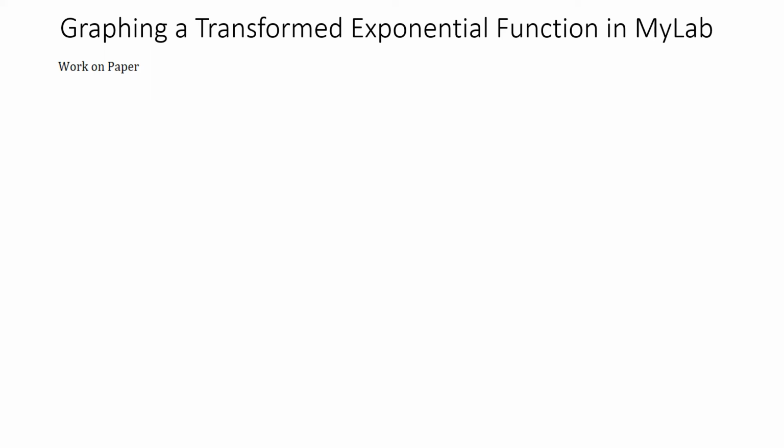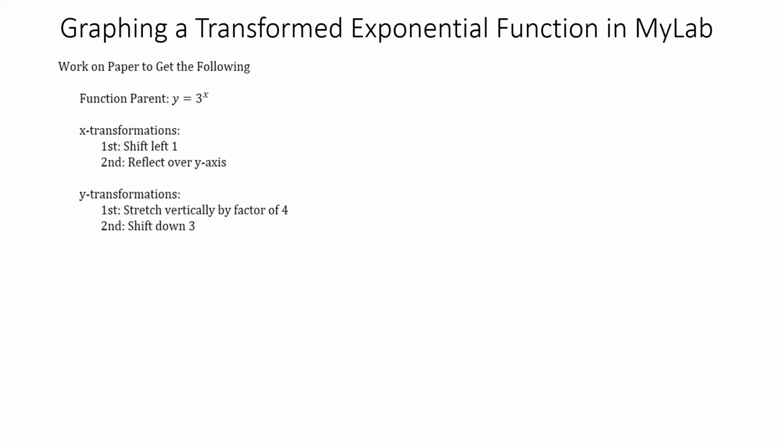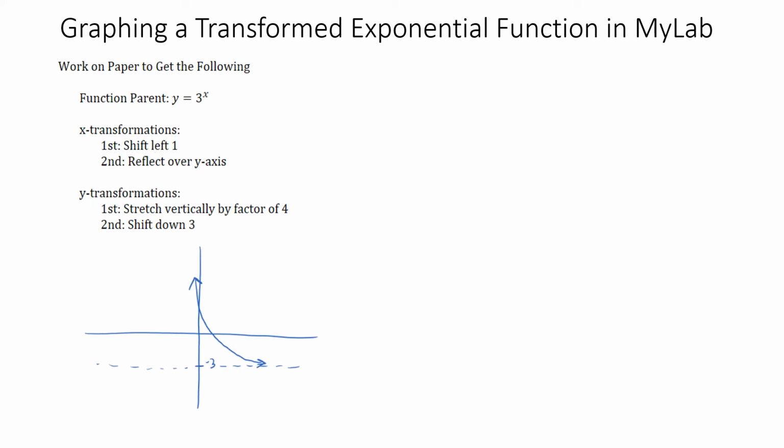But say you do, and you see that the parent function is y equals 3 to the x, and then you go through and you find your x transformations, which are shift left 1 first and then reflect over the y-axis. And then your y transformations, let's say, are stretch vertically by a factor of 4 and shift down 3. And after you do all of those pieces, you end up with a sketch of a graph on your paper that looks something like this. So how do you do that in MyLab?